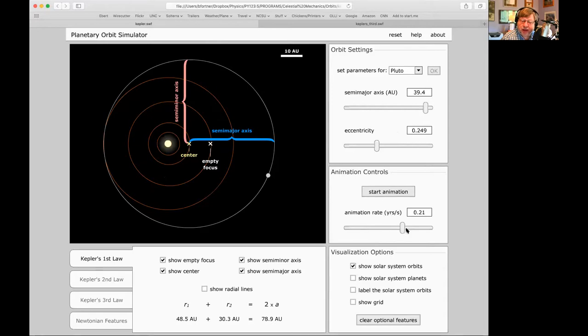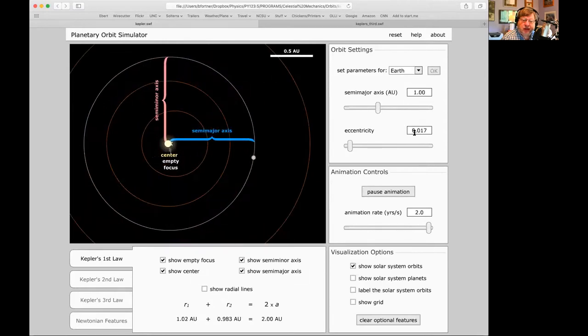And it's barely moving, so let's increase the rate. Okay. And you can see here are the orbits of the other planets, and look at Pluto's orbit. It's just kind of bonkers. So let's go to Earth and look at the eccentricity here. It's going awfully fast. The eccentricity is 0.017. So it's almost perfectly circular.